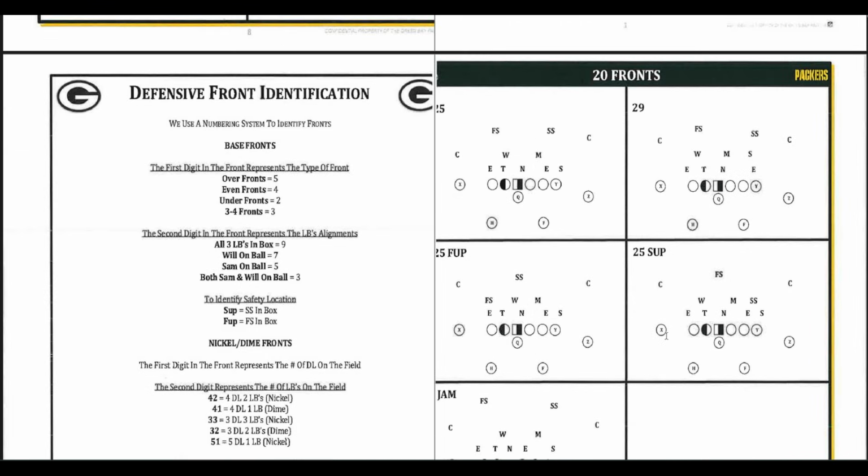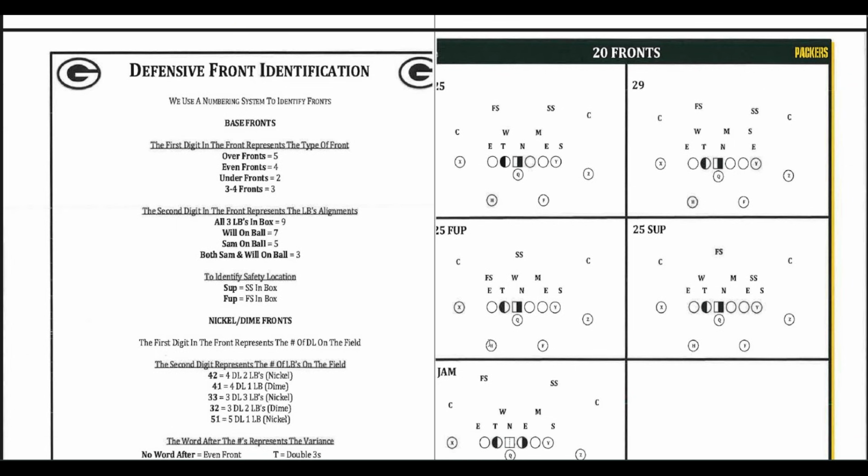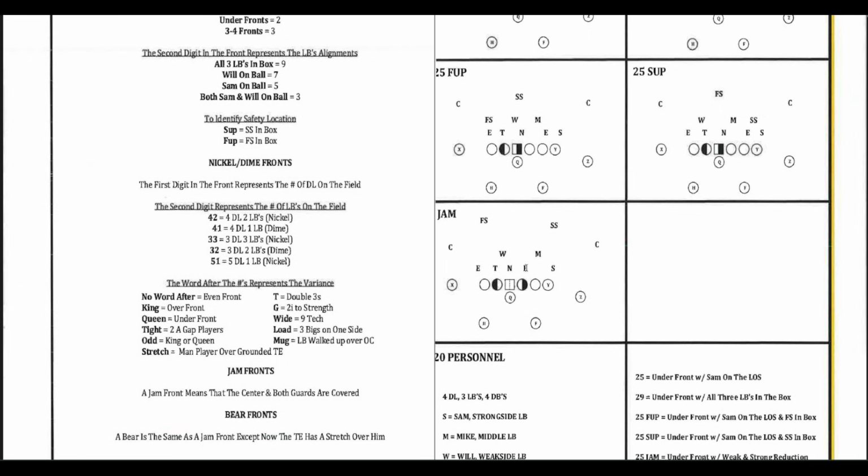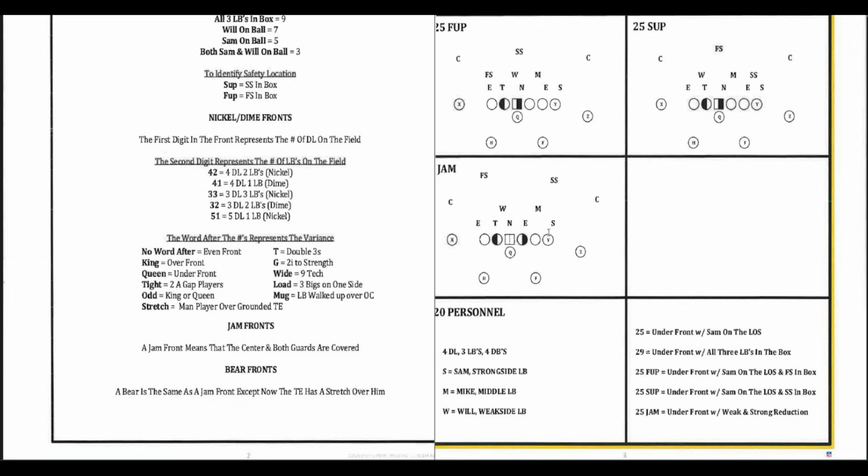So if we look, we've got 25, 29, 25 FUP, 25 SUP, and jam. And we'll look at the jam real quick. You can see you've got a player covering both guards and the center. And of course, it's not quite the same as a bear front. They do have a linebacker that's over the tight end, but you don't necessarily have a stretch player head up with him.